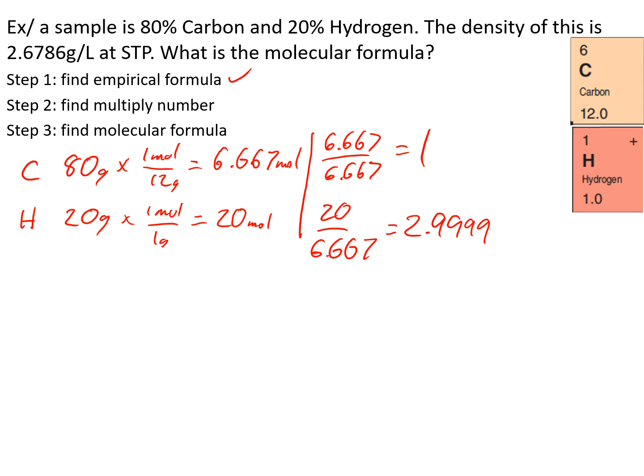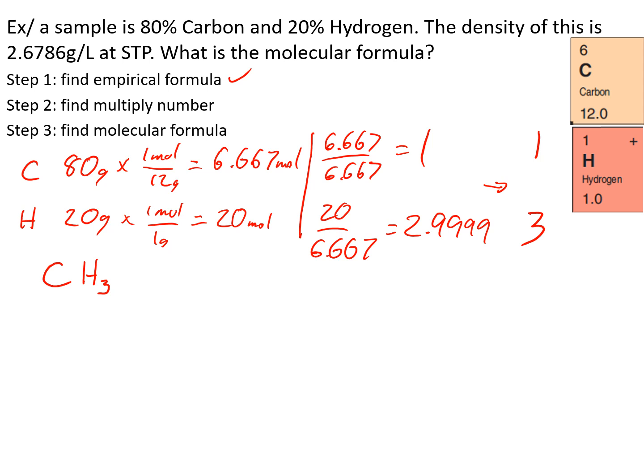Okay, so we don't need to multiply any numbers here because we have whole numbers right here. The reason before why we had to multiply when we had like a 2.75 is because we needed to multiply to get whole numbers. We have whole numbers. 2.9999 is essentially 3. So our empirical formula is going to be C1H3, and that's our empirical formula.